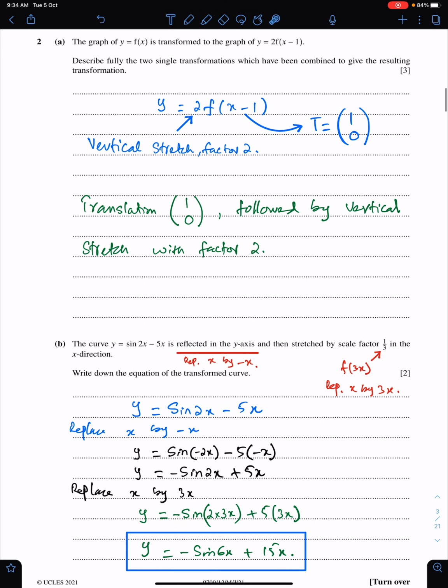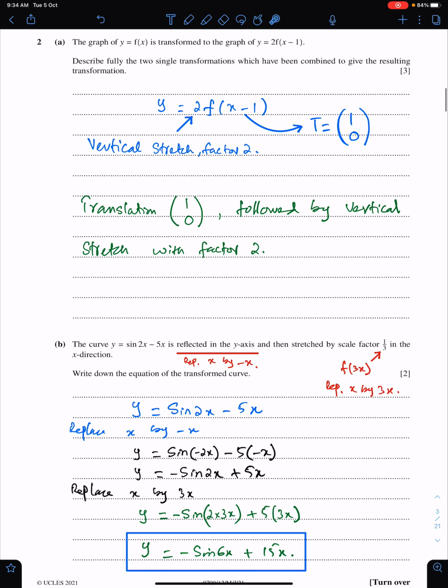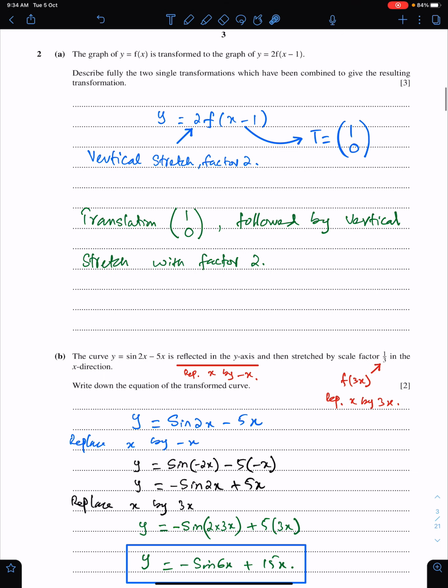Question number 2, part A. The graph of y is equal to f of x is transformed to this graph. Now, make sure you understand these things. This minus 1 means translation of vector (1, 0), and this 2 means vertical stretch factor 2.